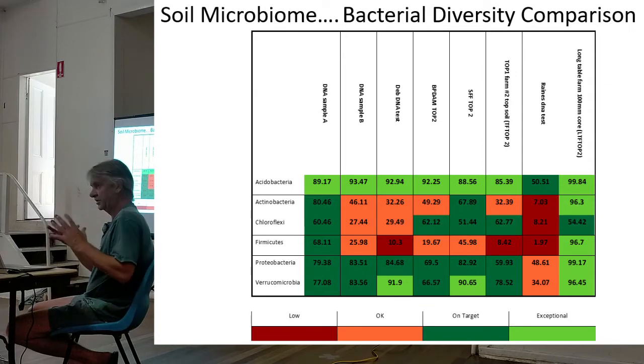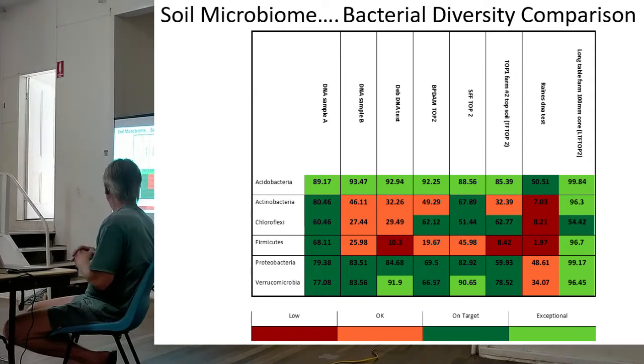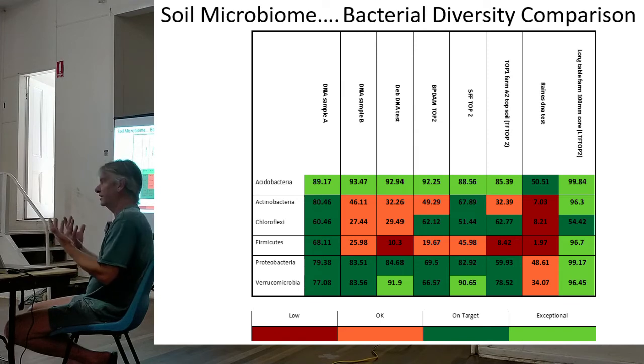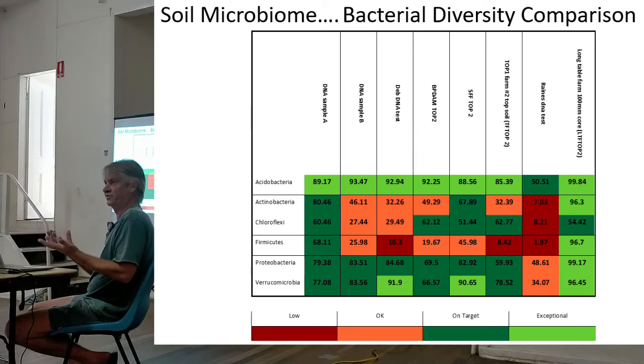Then just from the bacteria itself, so we're looking solely at the bacterial diversity. Again here there's some low ones, okay ones, on target and exceptional. Again, we're not really sure what all this means, but the balance of all these organisms is important.